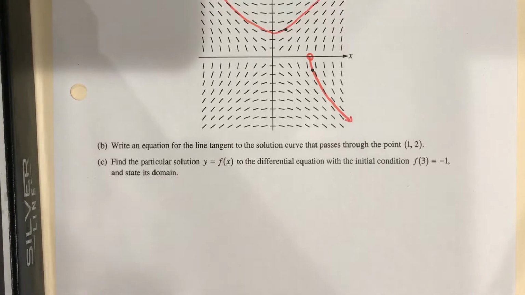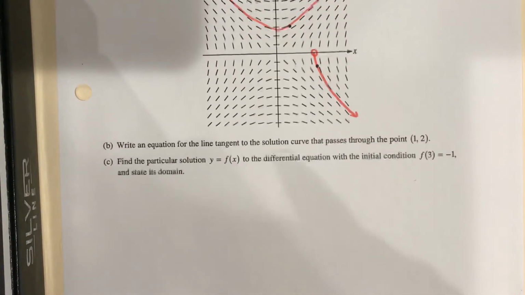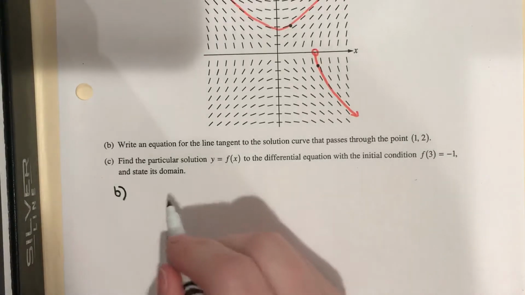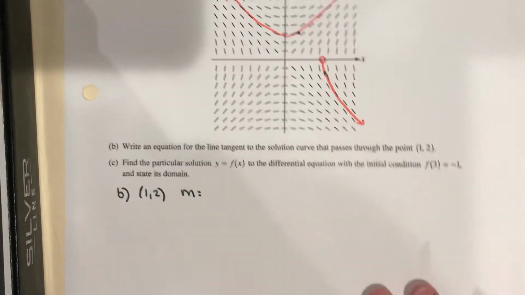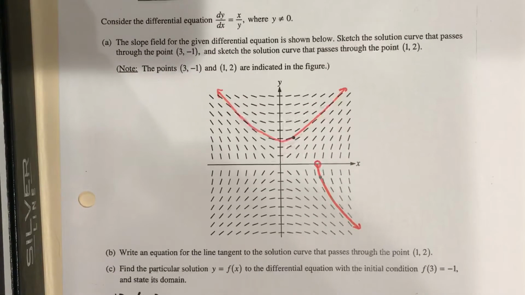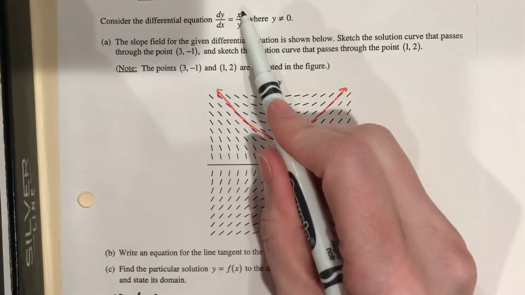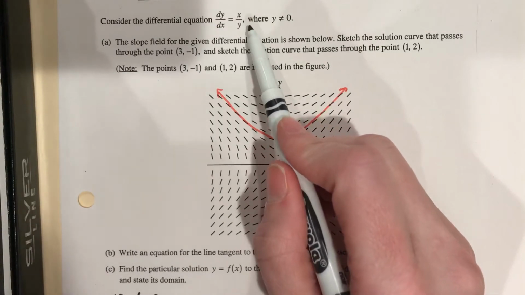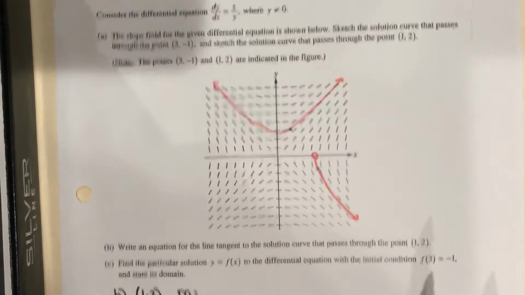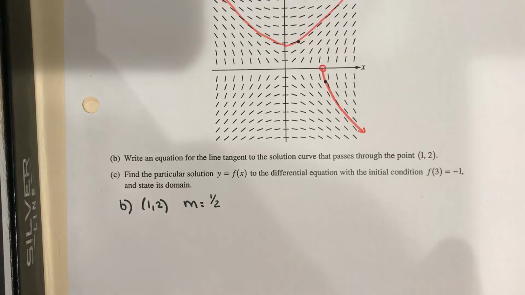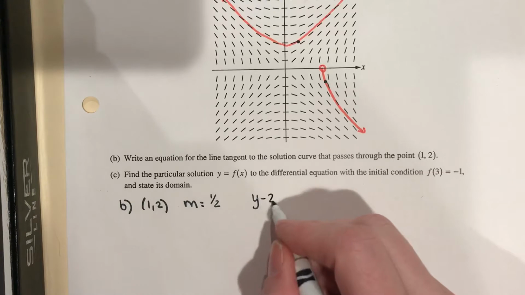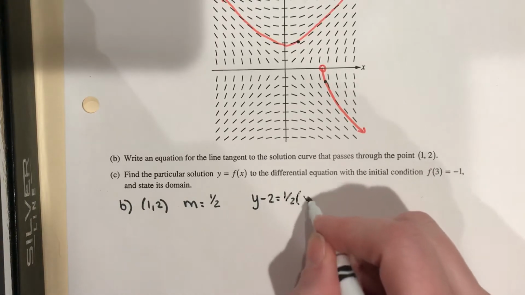Write an equation for the tangent line to the solution curve that passes through the point (1, 2). Anytime we need a tangent line, we need a point, which we already have, and we need a slope. So I'm going to use my differential equation to get my slope. My slope formula is x over y. So my x is 1, my y is 2. So my slope for this point is 1/2. So my tangent line equation would be y minus 2 equals 1/2 times (x minus 1).